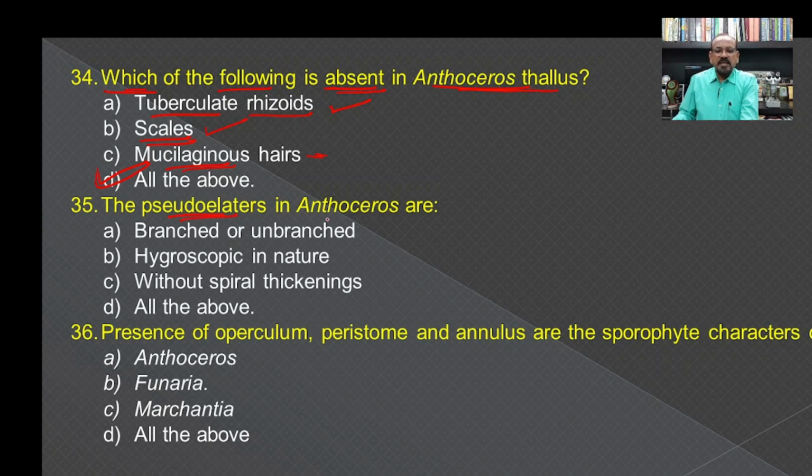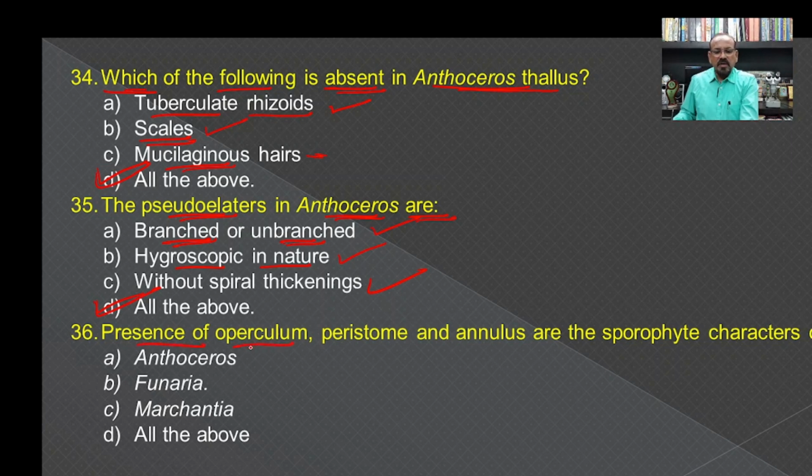The pseudo-elaters in Anthoceros are... earlier we have seen why they are considered as pseudo-elaters, because they don't have the spiral thickenings. This is one. Again, they are hygroscopic in nature, and hence they are the elaters. They are either branched or unbranched, and this is also correct with respect to the elaters of the Anthoceros, and hence all the above become the answer for this question.